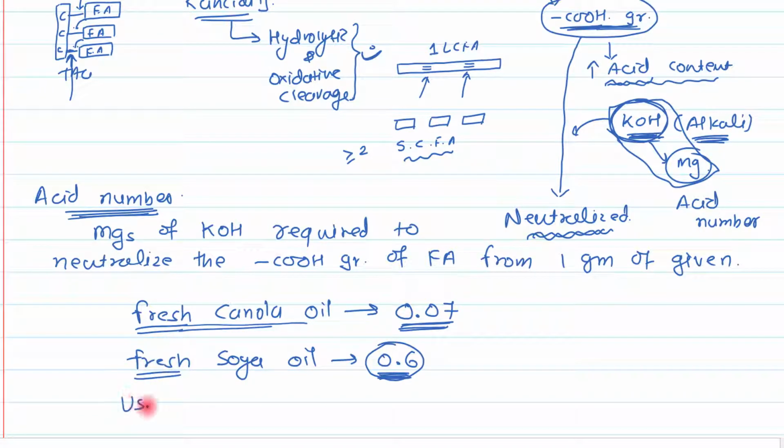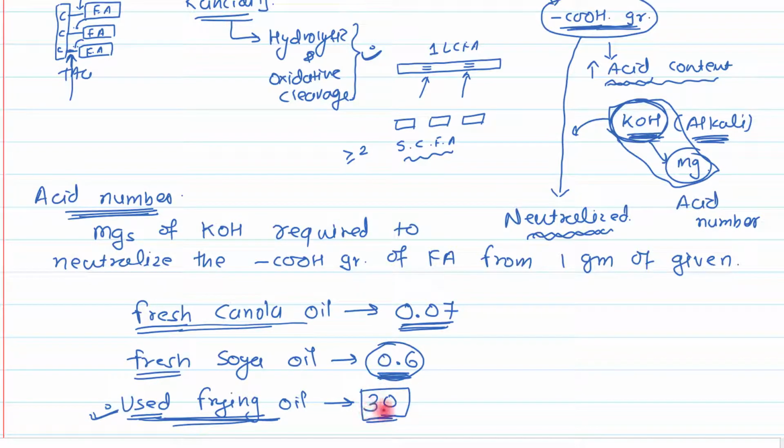Now let's take one example of some old oil. Suppose you take used frying oil. This oil is older, already used, and already heated at a higher temperature, so obviously the triacylglycerol is broken down and the fatty acid content will be higher. So what is your assumption? What should be the acid number of this oil? Obviously it will be higher than this. An acid number of nearly 30 can be seen in used frying oil. That means we require 30 milligrams of potassium hydroxide to neutralize all the COOH groups from the fatty acids. So its free fatty acid content is very high.